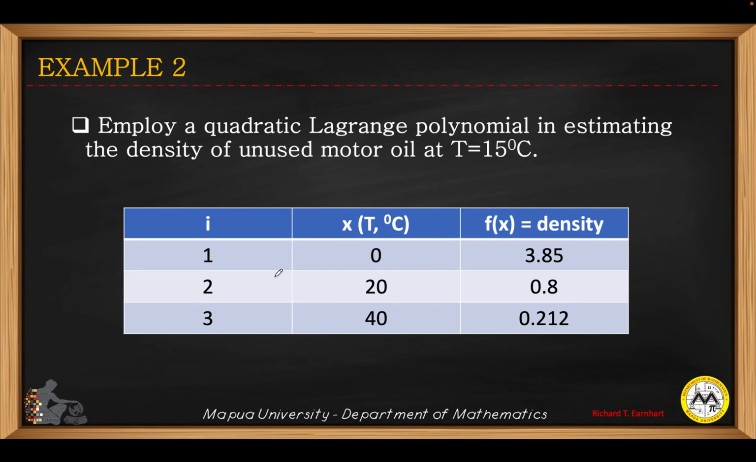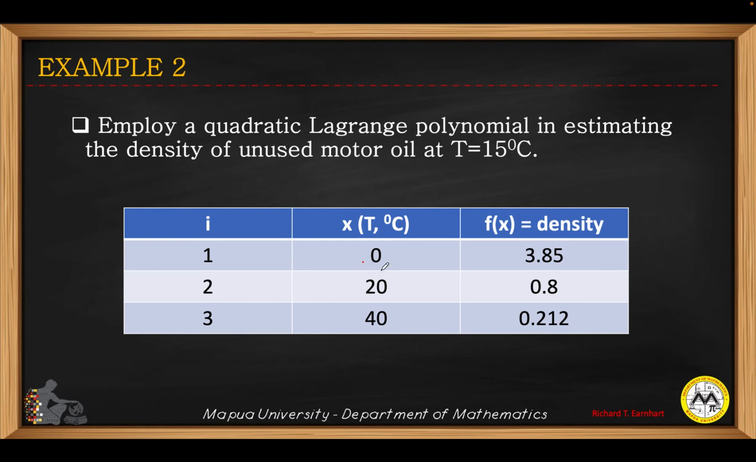So in this example, we use the quadratic Lagrange polynomial to estimate the density of unused motor oil at 15 degrees centigrade. So we are given the density at 3 given temperatures. So when the temperature is 0 degrees centigrade, the density is 3.85. And then when the temperature is 20, the density is 0.8. When it is 40, the density is 0.212.